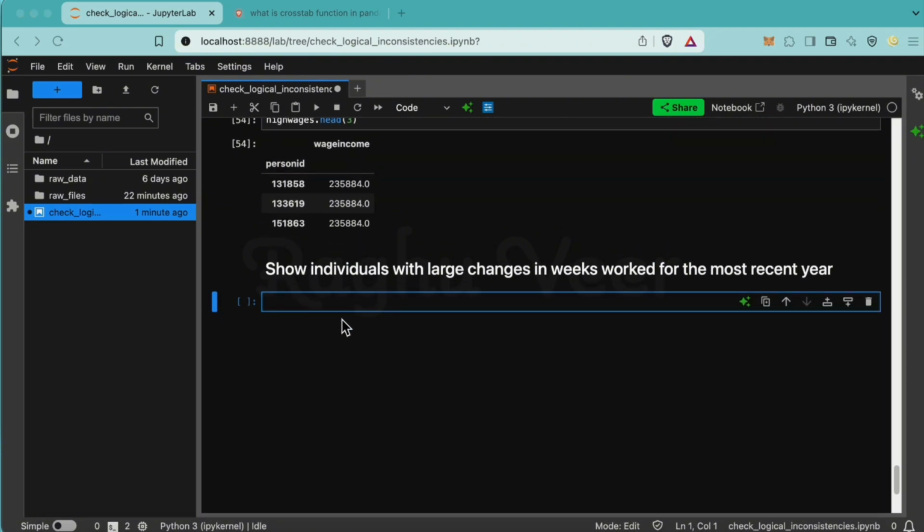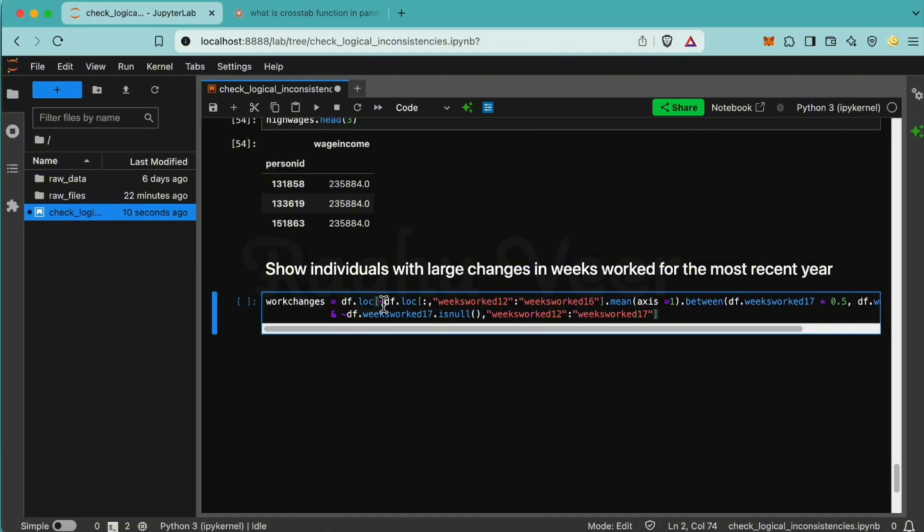Next, I want to look at individuals with large changes in weeks worked for the most recent year. If the average weeks worked over the previous 5 years is less than half of the current weeks worked, or more than double of the current weeks worked, then it is spurious or abnormal data. I'm excluding those rows where the mean weeks worked is in between 0.5 and 2 times the weeks worked in 2017. Then we'll be left with the people who have weeks worked less than half of weeks worked in 2017 or more than double of weeks worked in 2017.